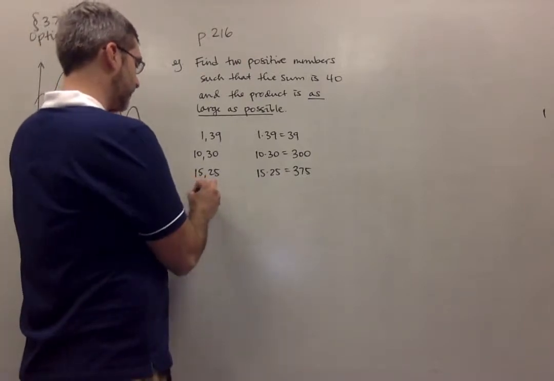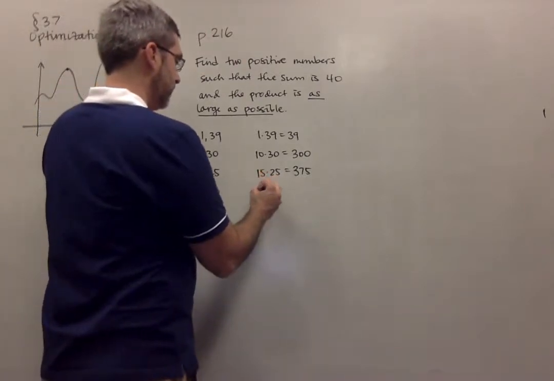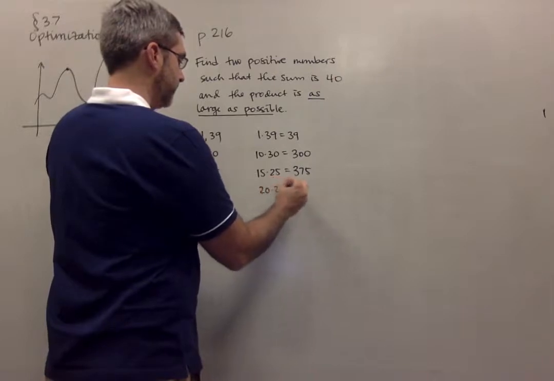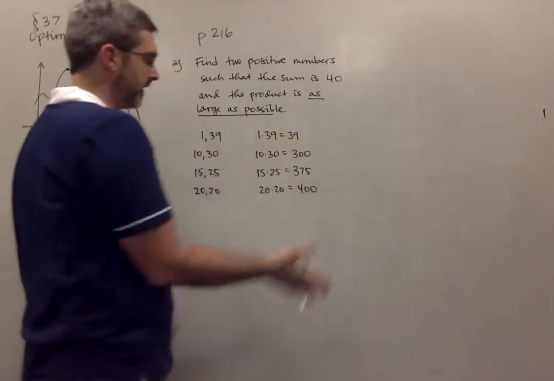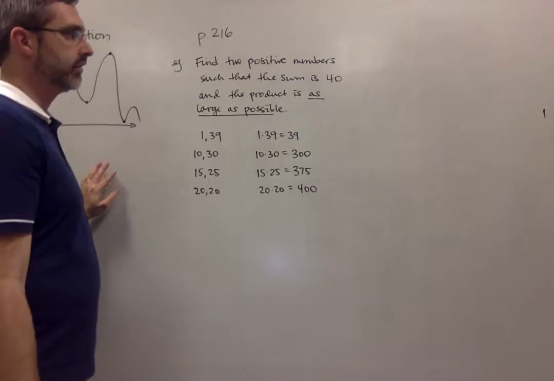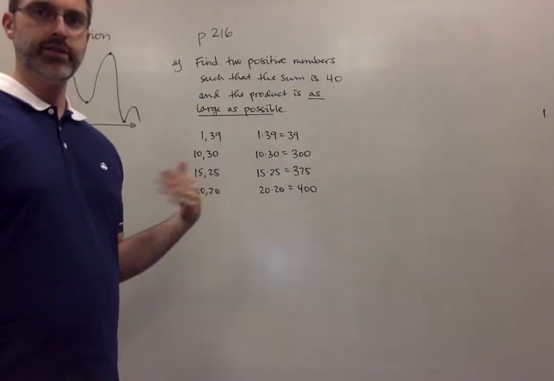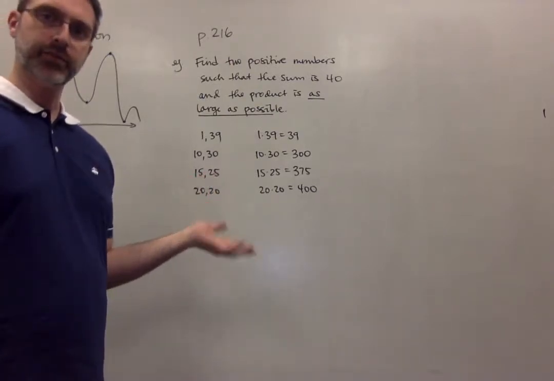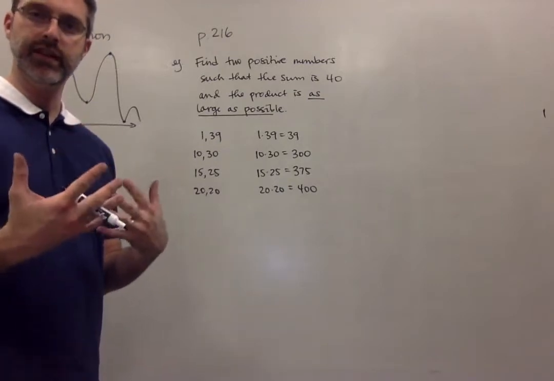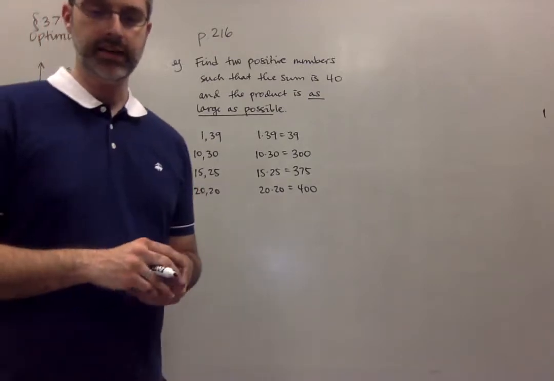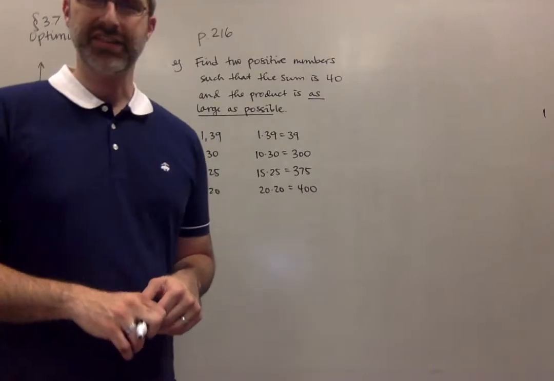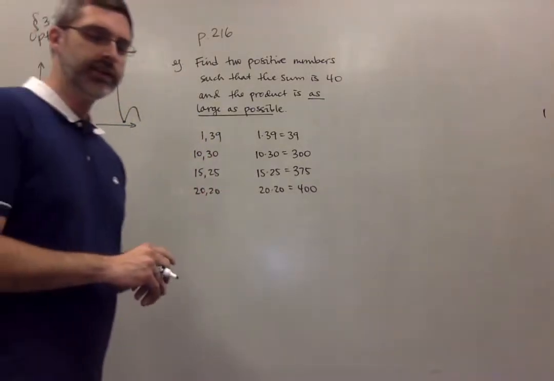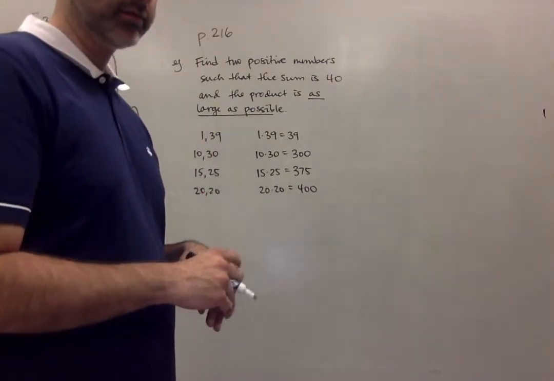What if I did 20 and 20? Well, 20 times 20 gives me 400. So you can see I'm just kind of guessing. I don't really know what two numbers are going to give me that best product. So there's got to be a way to do this so that it's not just guess and check. Okay, so let's go down our list and see what's going on here.